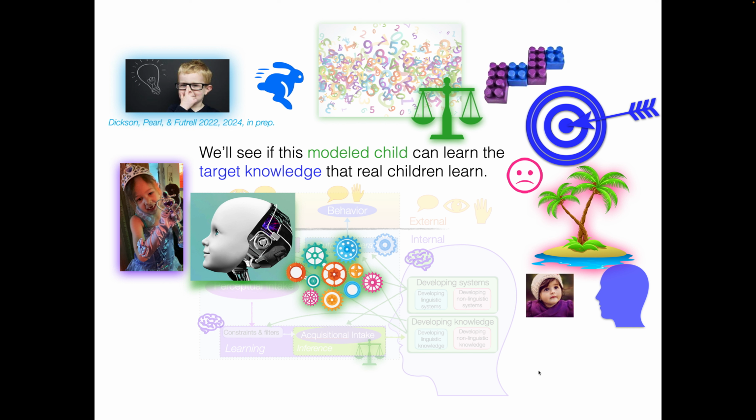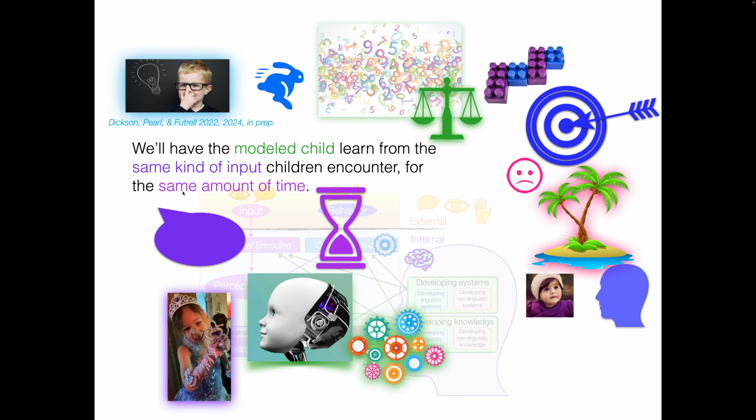So again, we're trying to see if our model child, implementing a particular learning theory about WH dependencies and syntactic islands in particular, can learn the target knowledge that real children seem to learn. And we'll have the model child therefore learn from the same kind of input that we think children encounter, for the same amount of time that we think children encounter it.